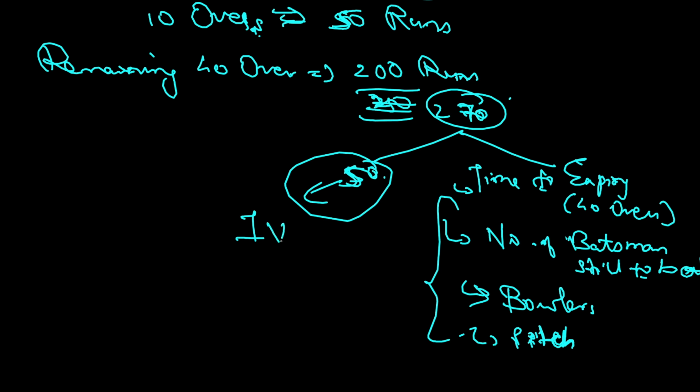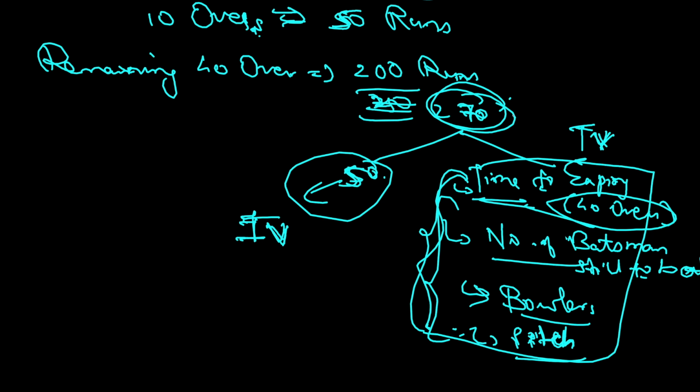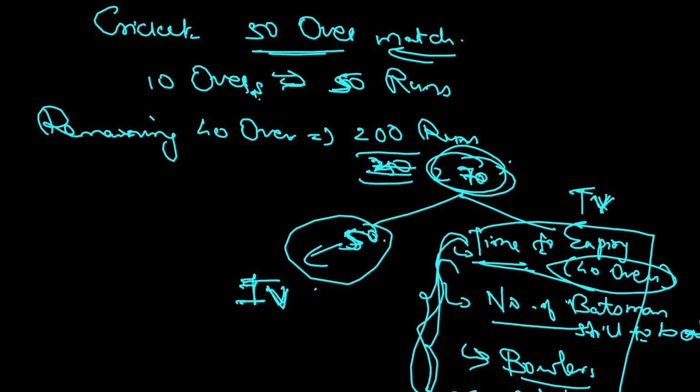This 50 is called the intrinsic value, which has already been scored. And these are all your time value. Based on the time left, you are predicting how many overs are to be bowled, which batsman has to bat, which bowler has to bowl, how is the pitch. Based on all these factors, you are predicting the score as 270. The same thing happens in premium also.